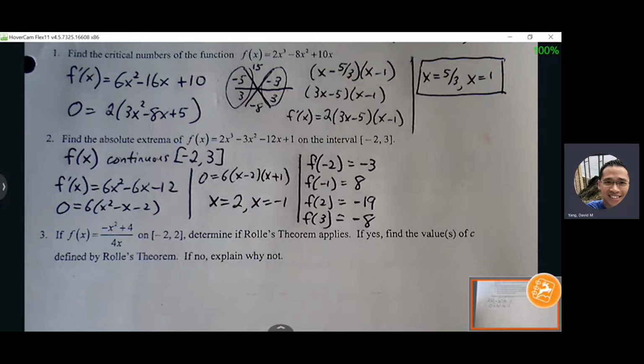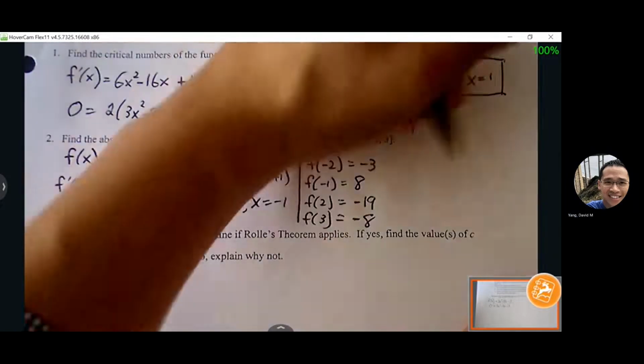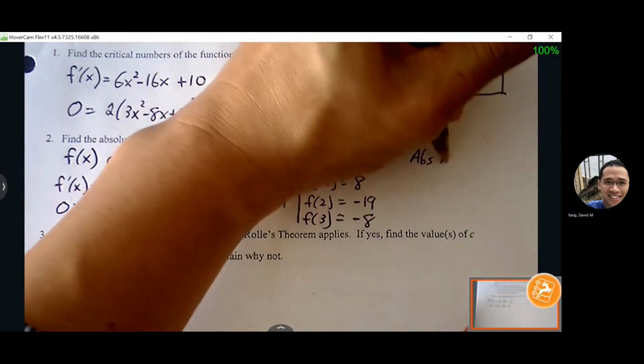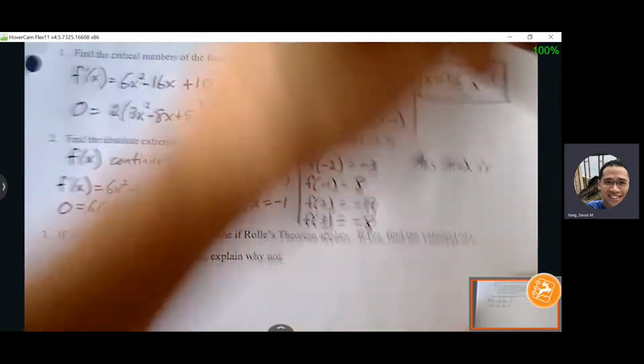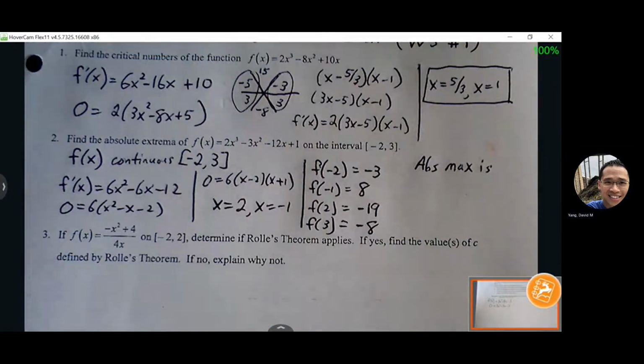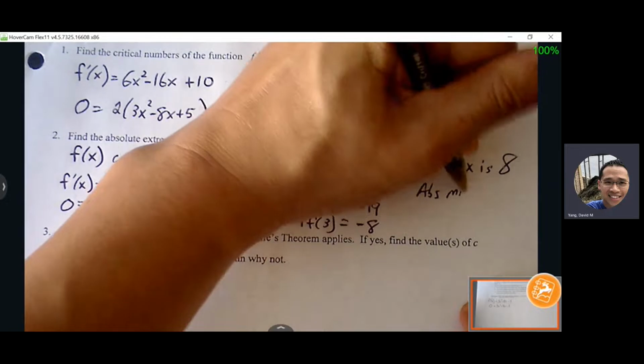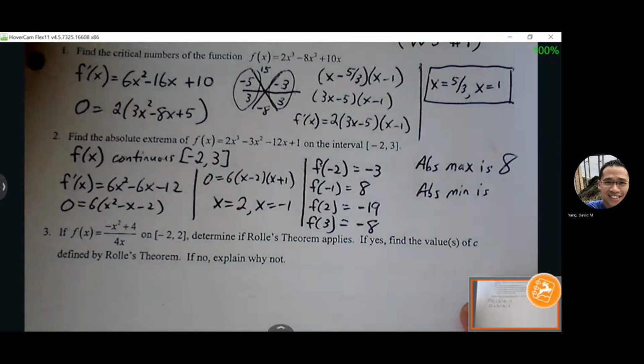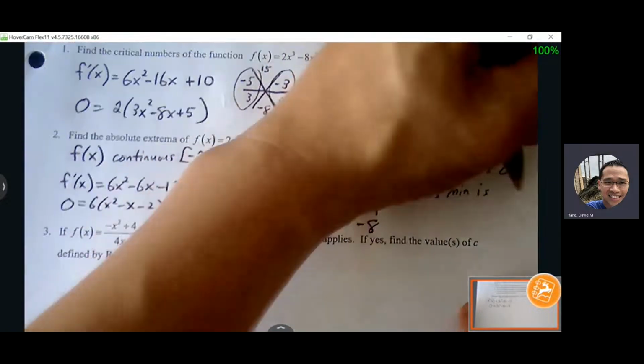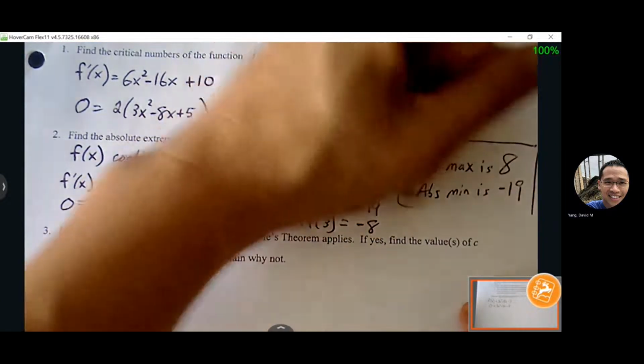And I only care about the y value. So absolute max is 8. Absolute min is -19. That's it.